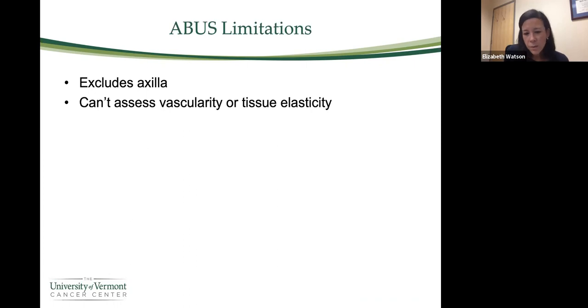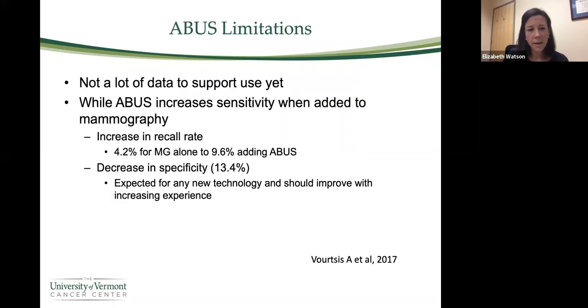There are some problems with automated screening breast ultrasound. We really can't look at the axilla. We can't look at the armpit. We can't assess for vascularity or how elastic the tissue is, how pliable it is. That's not information that we can really get from the automated images. But there's not a lot of data to support its use yet. It's still very, very new.